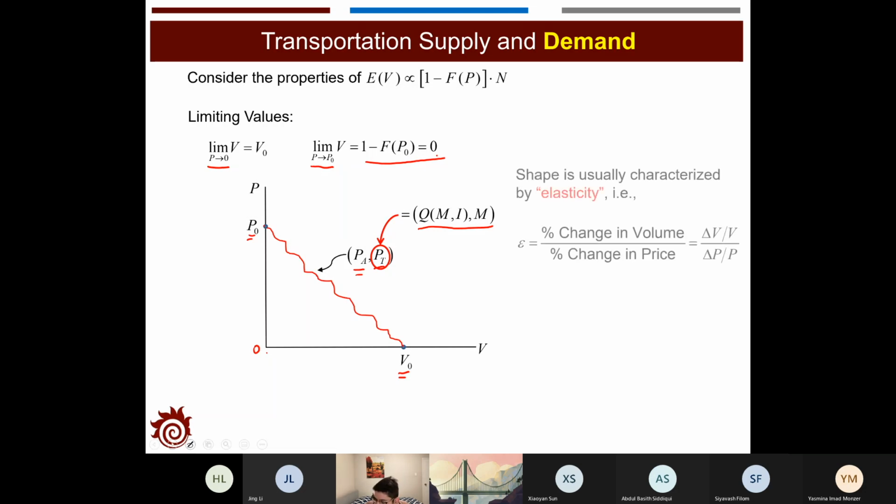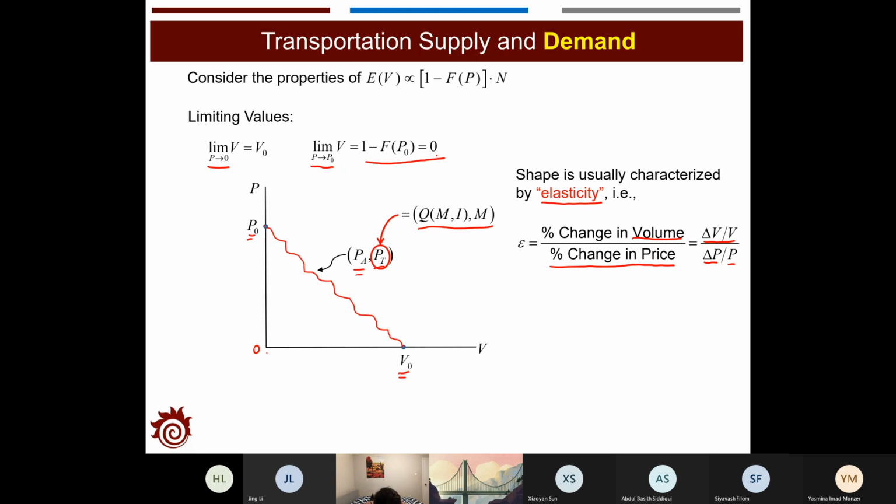With that, we're going to introduce a term called elasticity. The elasticity epsilon represents the percentage change in the volume divided by the percentage change in the price. Using the notations we defined, that will be delta V divided by V, divided by delta P divided by P, which would be the changes of the volume over the changes of the price.